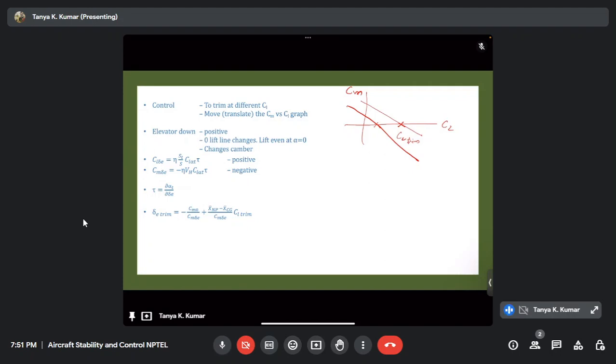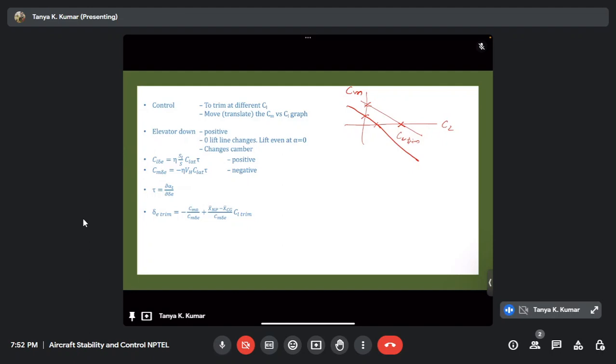What does that mean? Your intercept changes. CM naught changes, not the CM naught of the CM versus alpha. The intercept changes, correct? So control surfaces translate the CM versus CL graph so that you can trim at a different CL while maintaining stability. The stability of the aircraft does not change at all, right? Because the slope is the same. The magnitude of the slope is the same. Slope does not change at all. The only thing that changes is the intercept. Okay, so control surfaces are used to trim the aircraft at different CLs.